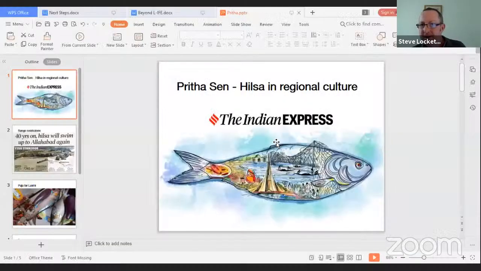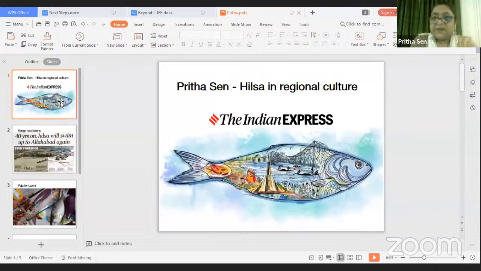And so Preeta's a writer and is also extremely concerned about conservation of Hilsa. So we're going to have her talking. Can everybody see the screen there? Are we in? It looks like we may well be. And we're going to look at the more cultural aspects of Hilsa. So Preeta Sen, the floor is all yours.